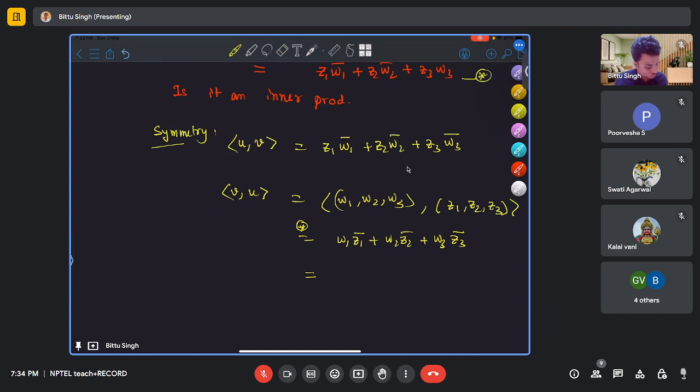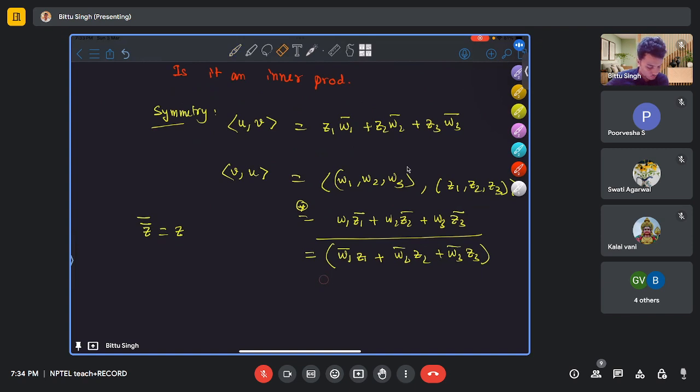And this is the same as, because you can write it in this way. You know the fact that if you take the double conjugation of z, you get the same thing. So you can think of w1 as w1 double bar, and z1 bar. So you can take the bar outside, then it will be w1 bar z1 plus w2 bar z2 plus w3 bar z3, and the whole bar of this thing. Now if you compare, from here you can see this is nothing but u times v, but with a bar.